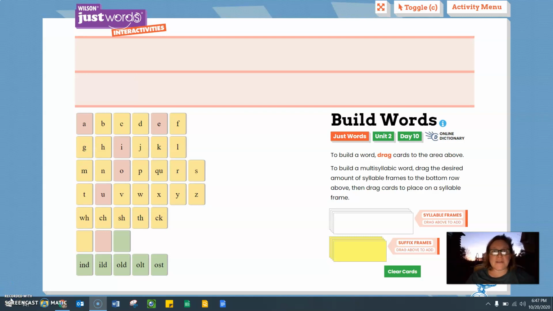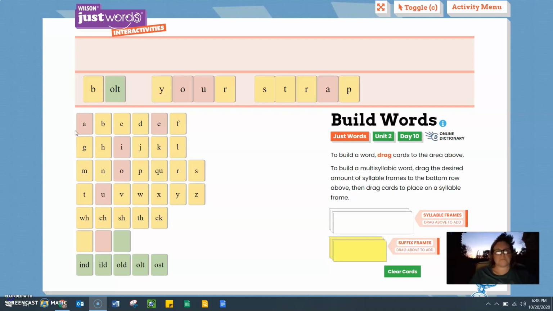Here come your phrases. Remember, you are not going to capitalize phrases and you are not going to put punctuation at the end. They are not complete sentences. Bolt your strap. Echo, bolt your strap. Bolt your strap.